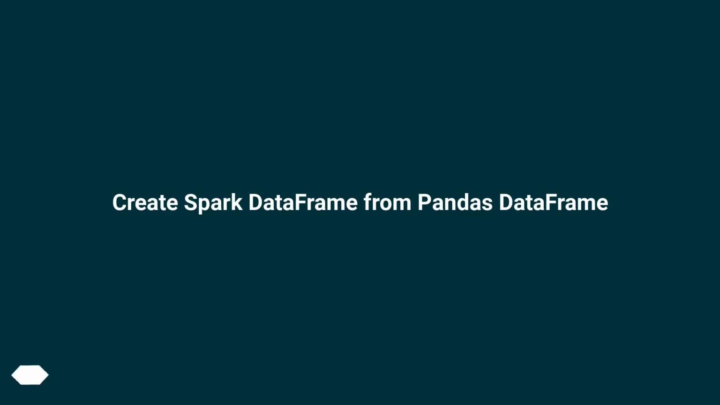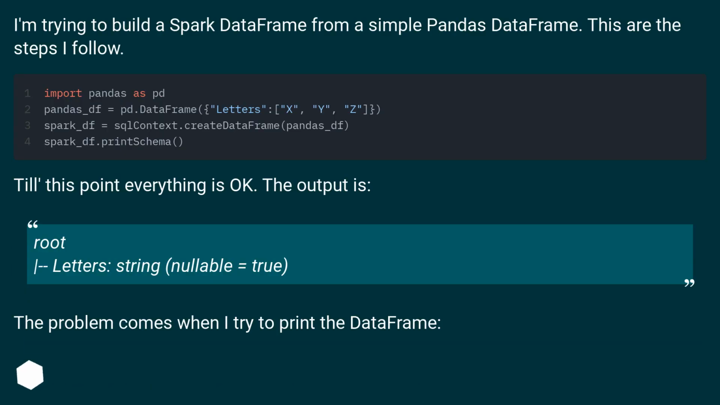Create Spark DataFrame from Pandas DataFrame. I'm trying to build a Spark DataFrame from a simple Pandas DataFrame. These are the steps I follow. Till this point everything is okay. The output is root, letters: string (nullable = true).